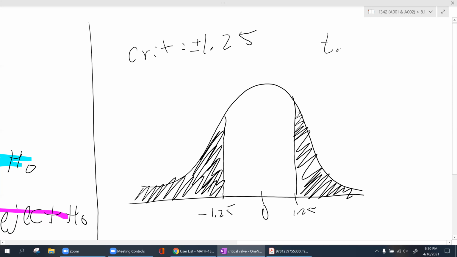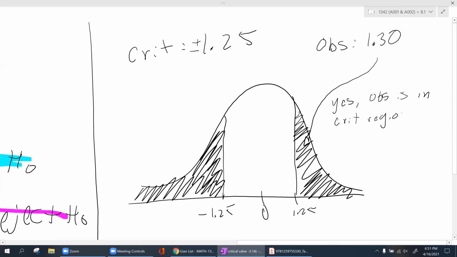And then you're going to see your observed value. Let's just say an observed value I got was 1.30. Where's 1.30? 1.30 would be inside here. So let's say, yes, observed is in critical region. Therefore, reject null hypothesis.